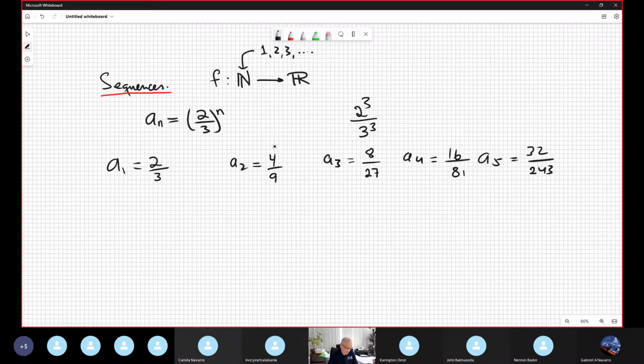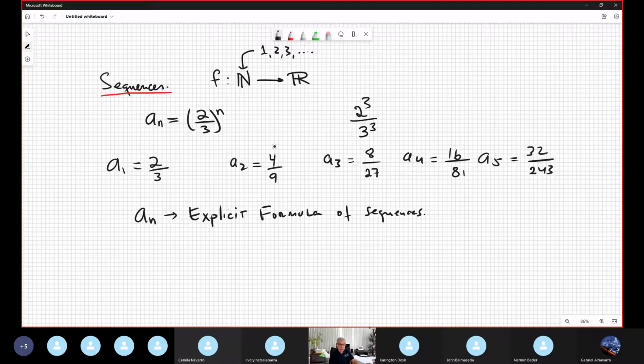But not always do we have the explicit formula. This a sub n I call the explicit formula of the sequence, no? Sometimes it's too hard or impossible to find the explicit formula. I bring one example to illustrate this.